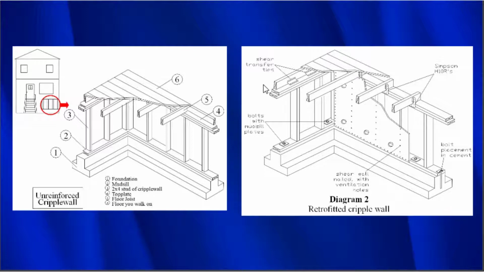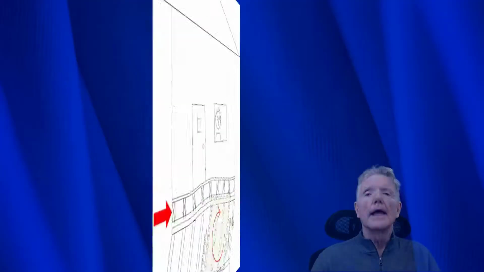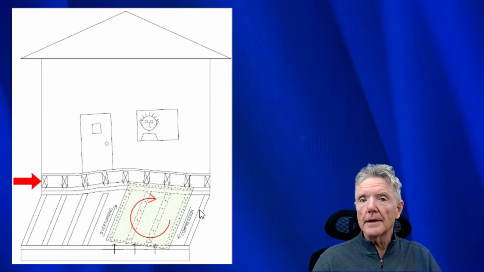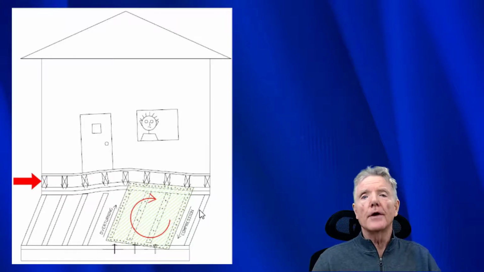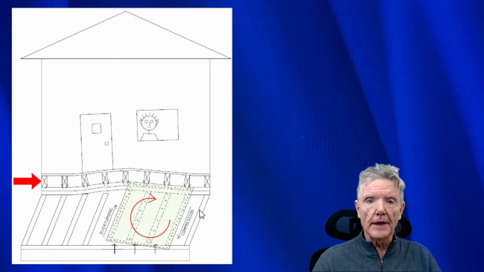So that's pretty much all you need to do to convert a cripple wall into an earthquake resisting shear wall. Even though we've put in plywood, we put in shear transfer ties or floor connectors, and we've also put in the bolts, there's something else that can cause our shear wall to be damaged.